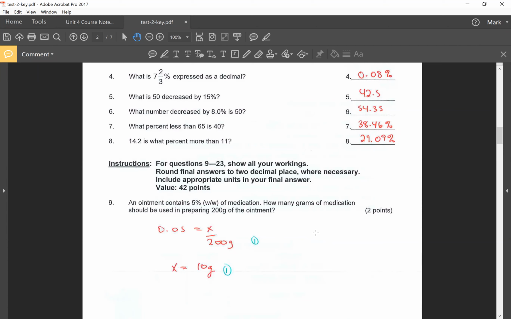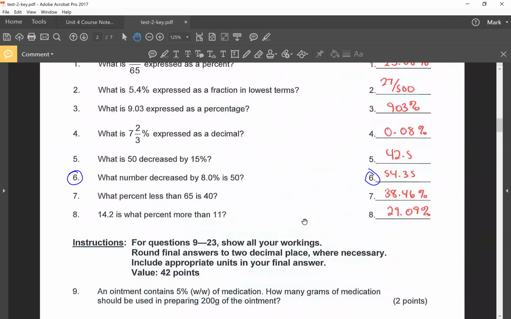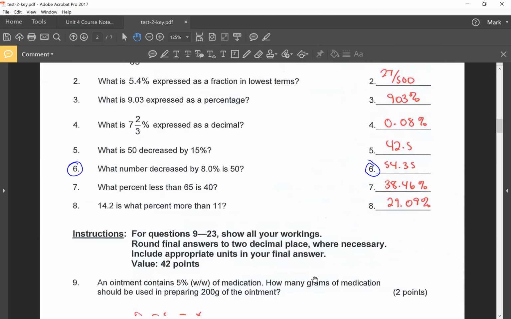Okay, so one of the questions that a lot of people had problems with is number 6. So let's have a look at number 6. The first 4 or 5 questions were done almost perfectly. But number 6: what number decreased by 8% is 50? A lot of people were giving me really, really large answers, like in the hundreds, like 600 and 500 and things like that. Think about what this question is saying.